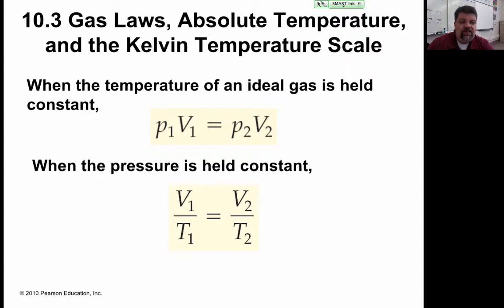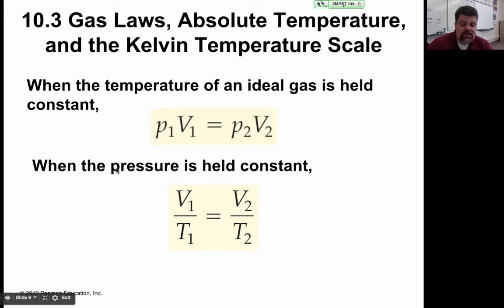So if I take a molecule, and the temperature for an ideal gas is held constant, then the relationship between the pressure and volume, based on the ideal gas law, is that pressure 1 times volume 1 is equal to pressure 2 times volume 2, if the temperature is held constant.